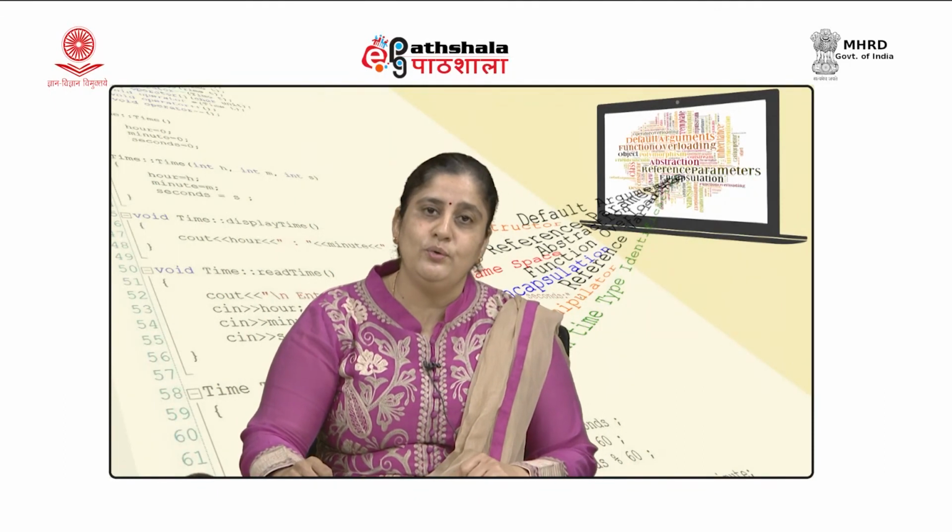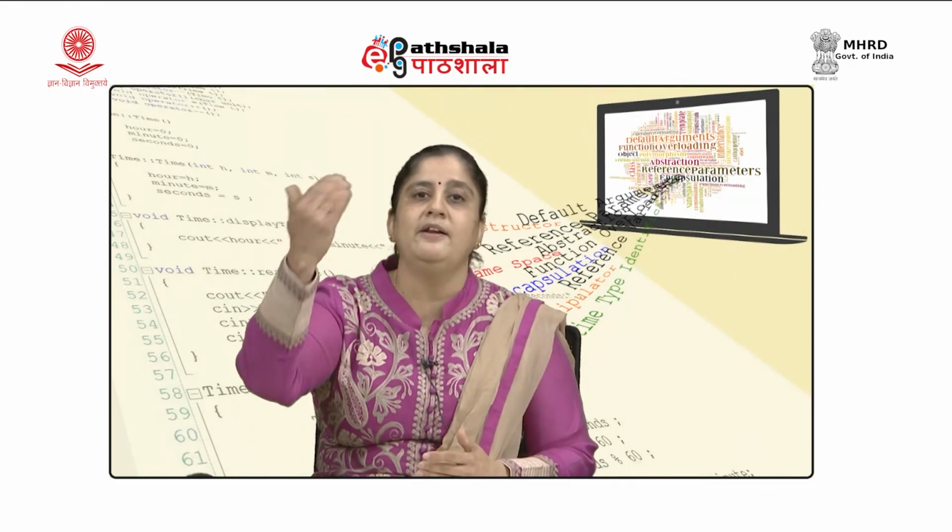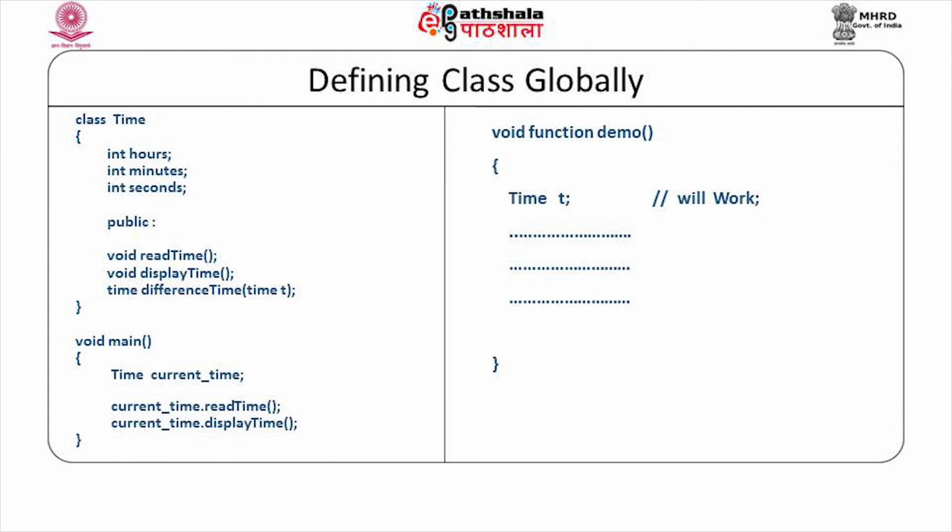So, here again the better idea is to define this class globally rather than locally. What does that mean? Instead of defining the class time inside the main function, I should define it outside the main function. Once I do this, I will be able to create the object of class time in function main, and also in function demo. So, the advantage of defining the class time globally is that this definition is available in all functions, and I will be able to create objects of this class in all the functions that I define in my program.